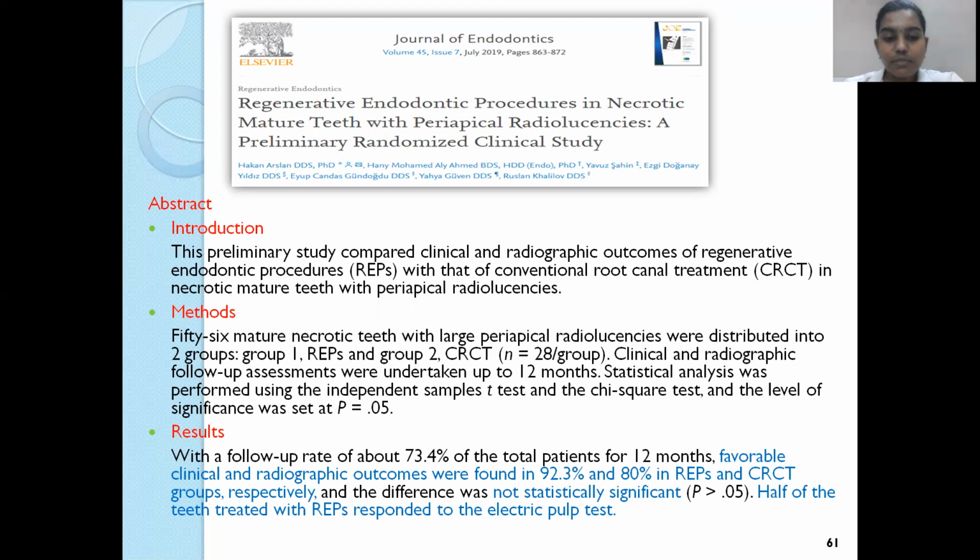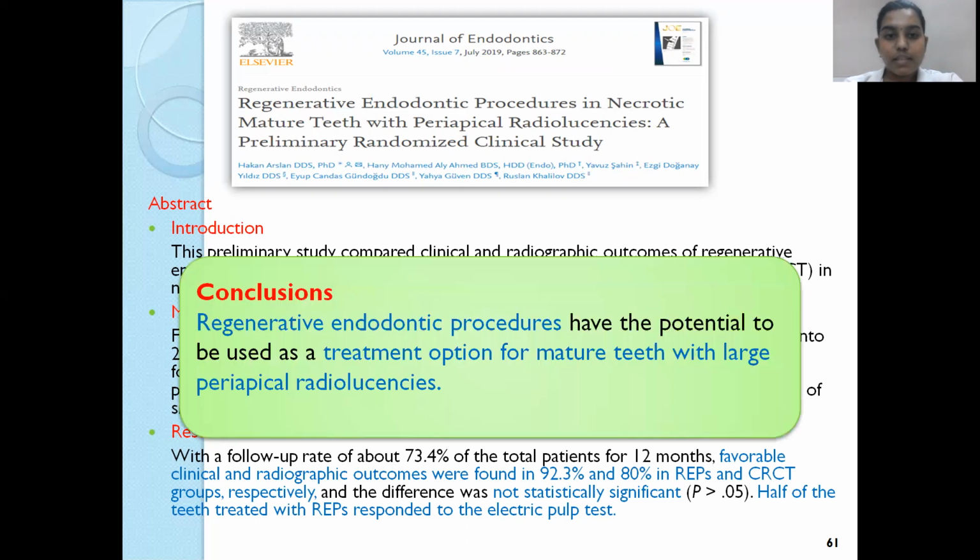Half of the teeth treated with regenerative procedure responded to the electric pulse test. Hence, the study concluded that regenerative endodontic procedure has the potential to be used as a treatment option for mature teeth with large periapical radiolucency.